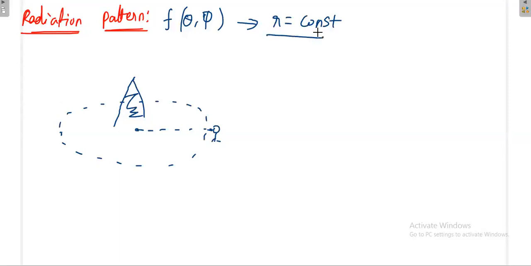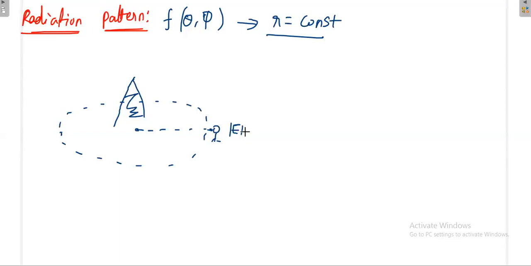R is constant. You can draw it anywhere, of smaller radius or bigger radius, that's okay. Some R you have to choose. R is constant. Then I measure how much electric field I am receiving. In later classes I will tell you how to measure the electric field and the magnetic field with the help of your cell phone, but for the time being, just listen here.